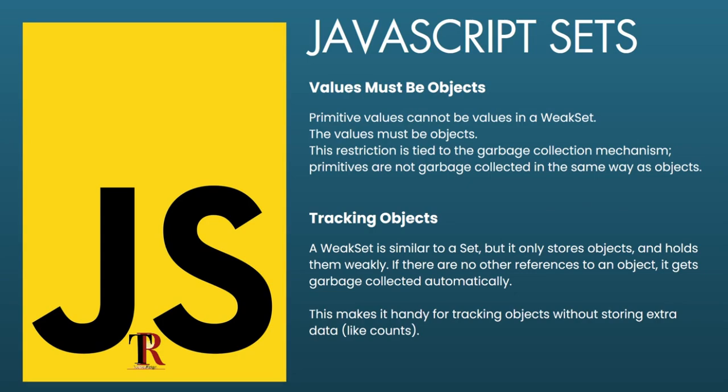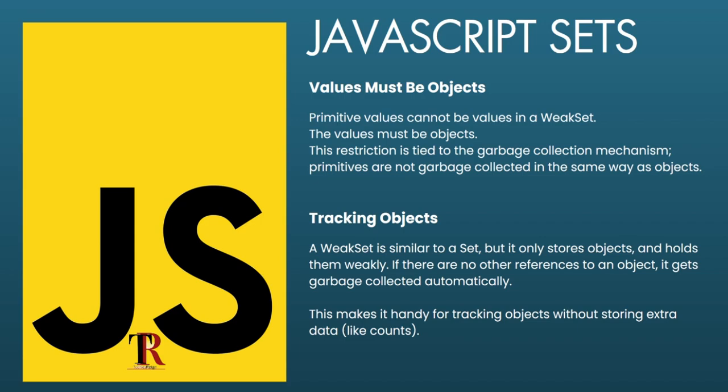Welcome to this video. In this video, let's quickly talk about what the values of a weak set must be and some things to take note about them. The values of a weak set must be objects. Like I said in the previous video, it is expected that the values of a weak set must be objects. Primitive values cannot be values in a weak set. Primitive values like your normal, usual 1, 2, 3, ABC. Those are primitive values, and they cannot be used in a weak set.